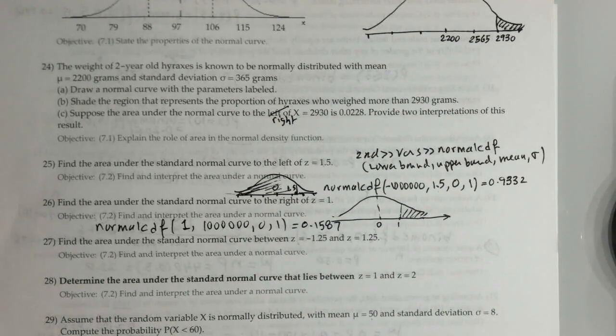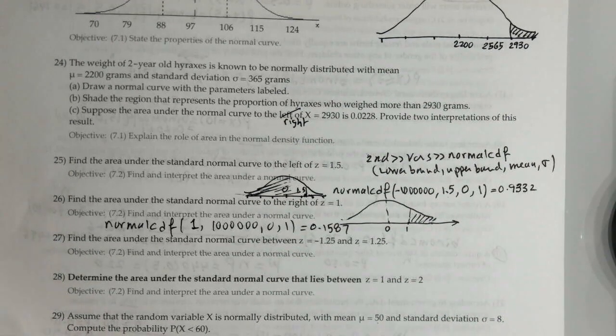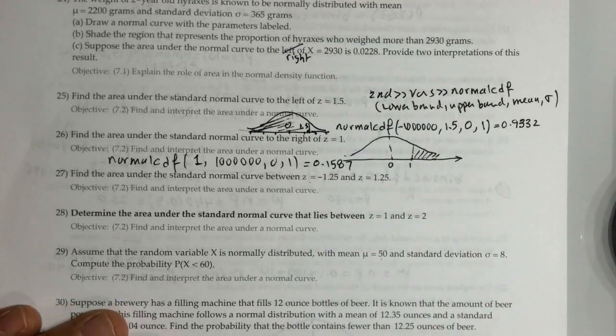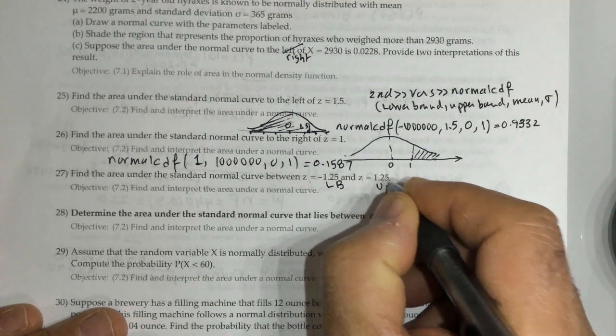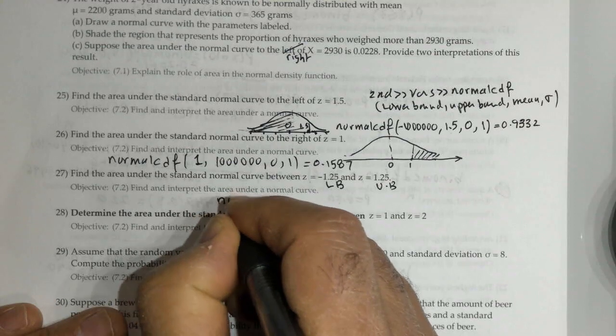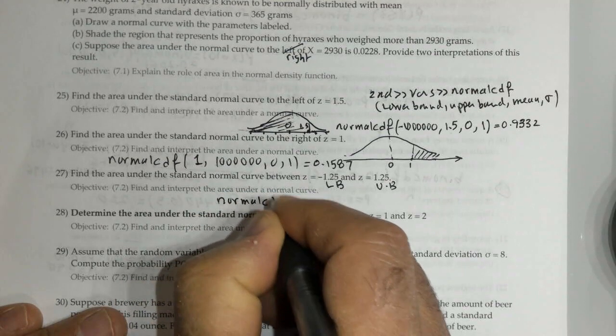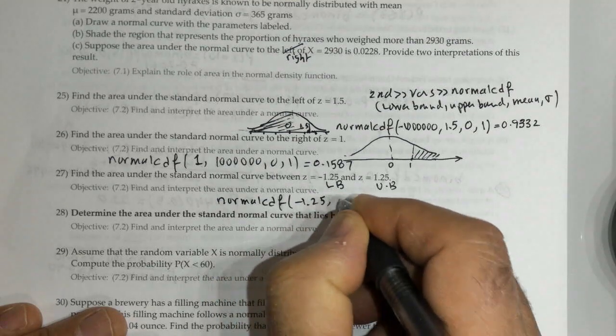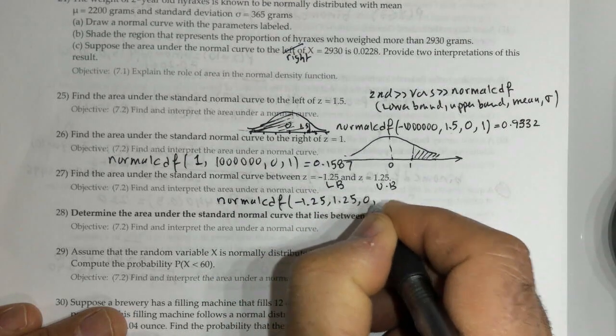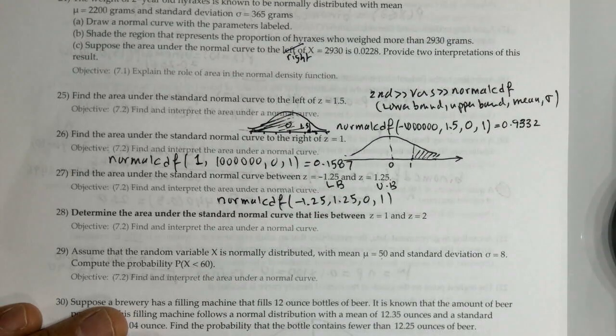Next question. Find the area under the standard normal curve between z equals negative 1.25 and 1.25. So this is your lower bound, and this is your upper bound. So it will be normal CDF, negative 1.25, 1.25, comma 0, comma 1. And if you use your calculator for this one, you will get 0.7888.